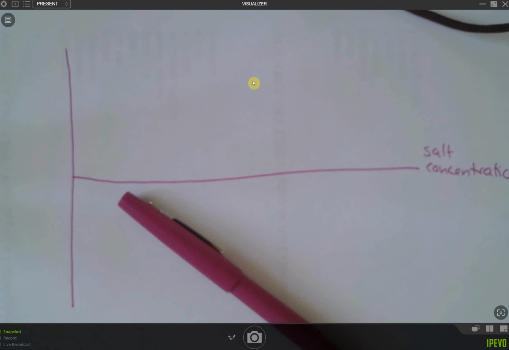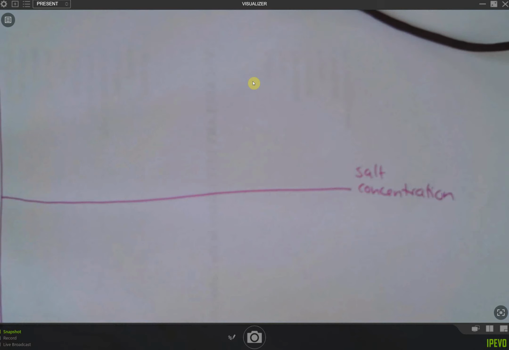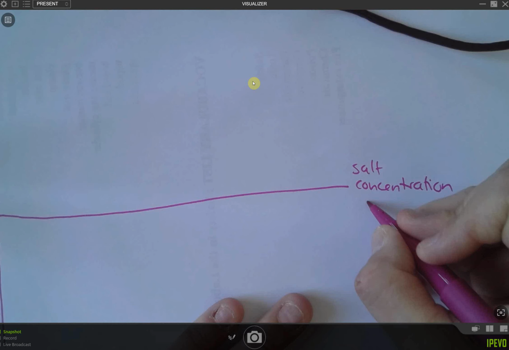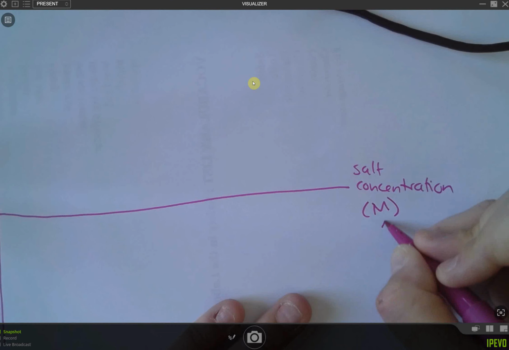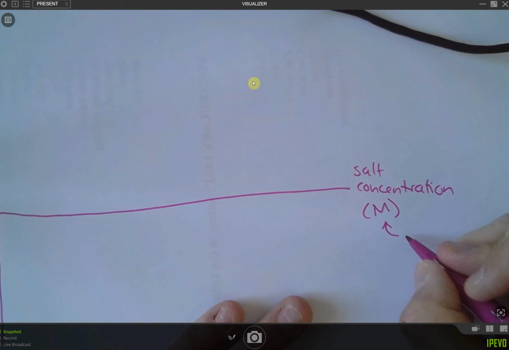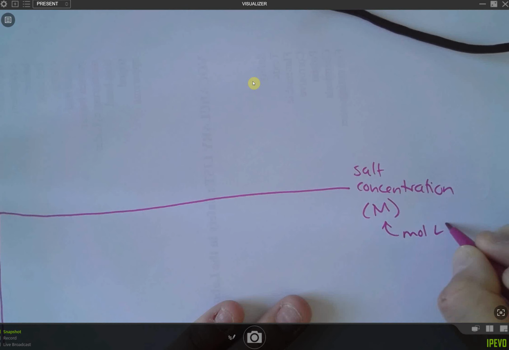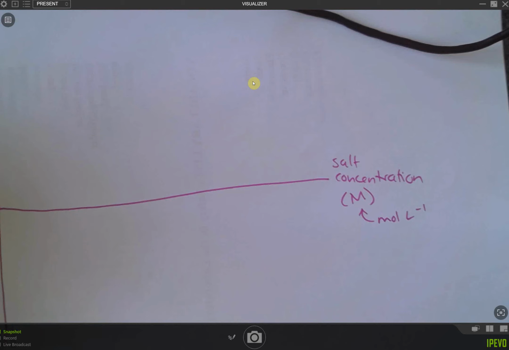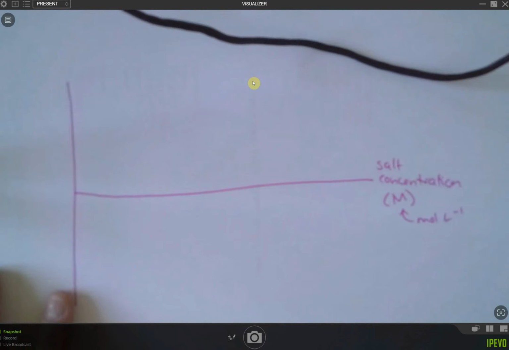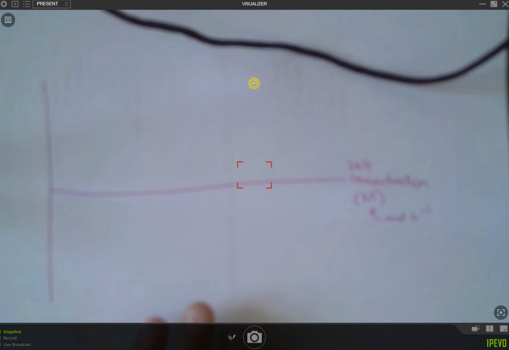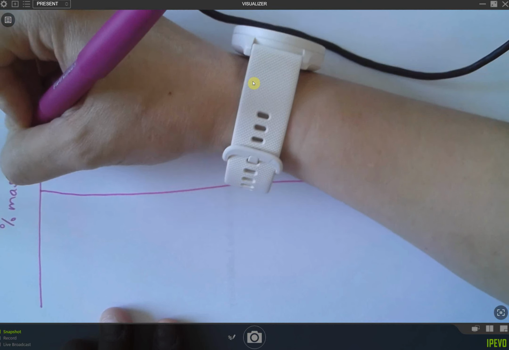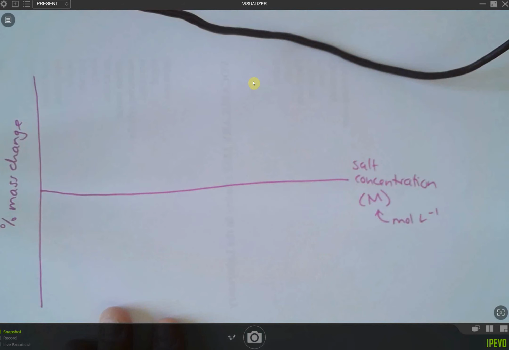All right, so on the x-axis, we're going to have our salt concentration, which is what you're going to be changing. And the unit for this is going to be moles. Moles is referring to a concentration unit, which is moles per liter. So basically, how many particles do you have in 1 liter? Remember, like I said, that is what we are changing in this experiment. The thing that you are measuring then is your percent mass change. So we're going to see how the percent mass change, and on the y-axis goes your dependent variable.